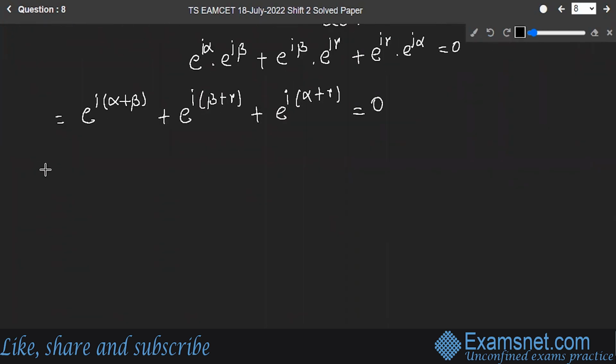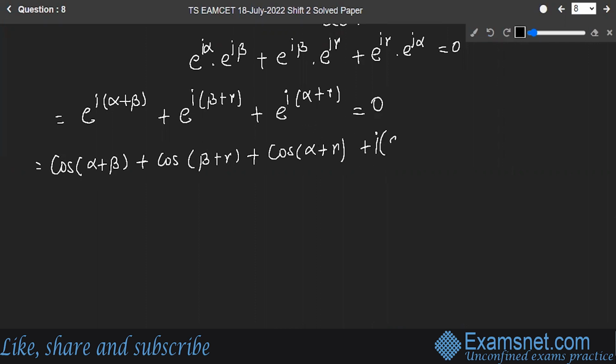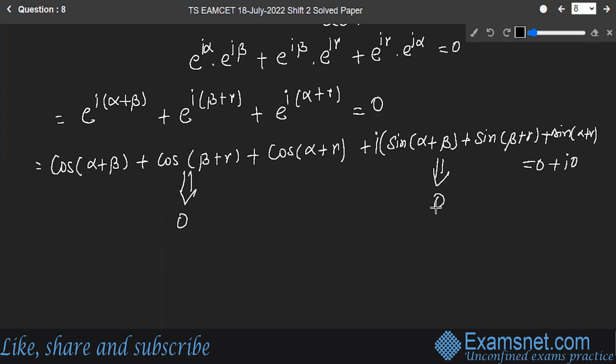Right? So, you know this thing, this is equal to cos alpha plus beta, cos beta plus gamma, cos gamma plus alpha, plus iota sine alpha plus beta, sine beta plus gamma, sine alpha plus gamma. This is equal to 0 plus iota 0, which means this is also equal to 0 and this is also equal to 0. And this one is present in the options as option D.